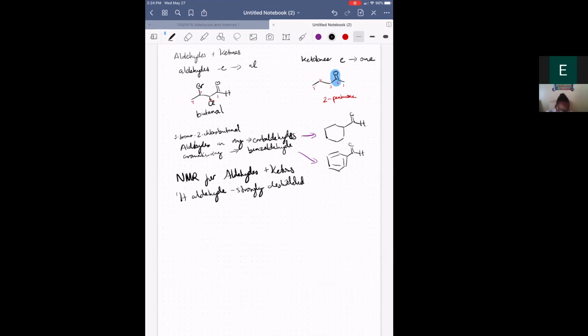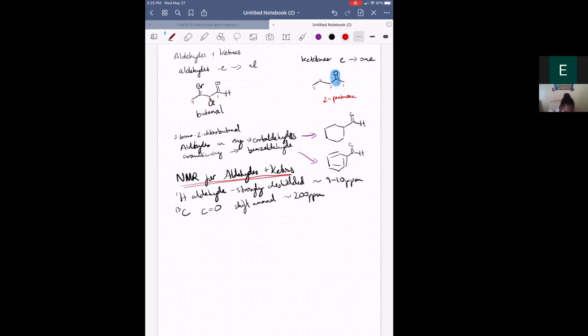Right, so it's strongly deshielded, and it normally appears between 9 and 10 ppm in our proton NMR. And then for our carbon NMR, for aldehydes and ketones, this carbonyl, our C double bond O, we'll see a shift around, about 200 ppm, right?